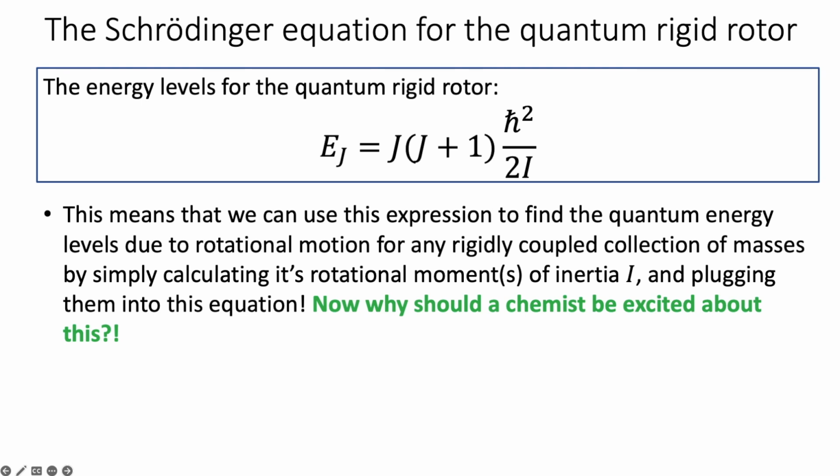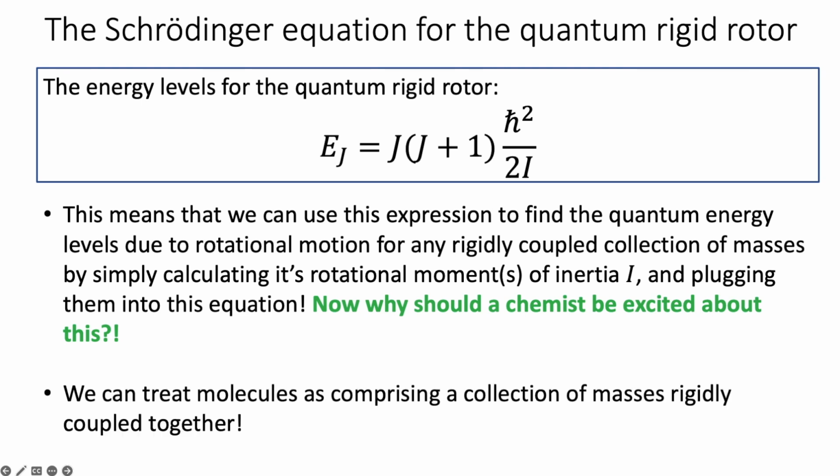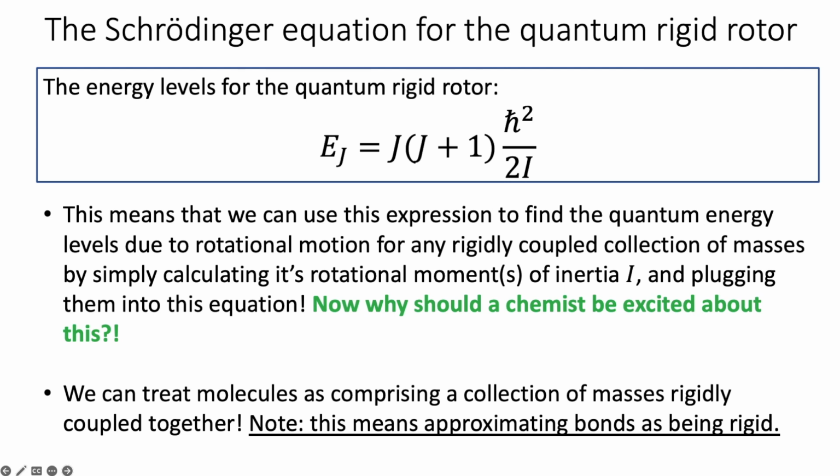So why should a chemist be so excited about this? Well, we can treat molecules as comprising a collection of masses that are rigidly coupled together. So we're going to treat molecules as rigid rotors. Now, this is making an approximation. We're approximating bonds as being rigid, but right now we're just trying to understand the way they rotate. This is how we build models, just like the ideal gas, PV equals nRT, where the particles pass right through each other, don't take up any space, and aren't attracted to each other. Nonetheless, it's a very useful approximation you can use to solve lots of stuff. Similar thing here: for what we're trying to understand right now, our molecules are rigid.